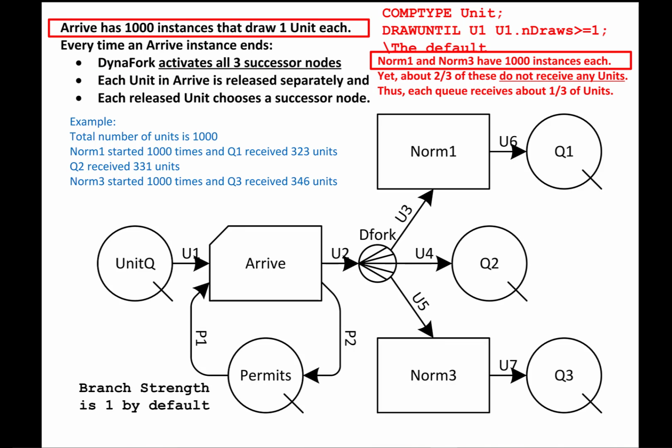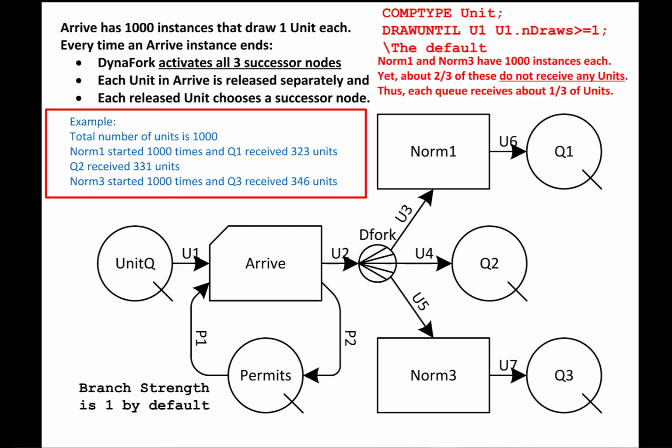The end result in this model is that activity arrive, activity norm1, and activity norm3 will have 1,000 instances. Yet only about 1/3 of the instances of norm1 and the instances of norm3 will actually contain units. Each of the Qs, Q1, Q2, and Q3, will receive approximately 1/3 of the 1,000 units.